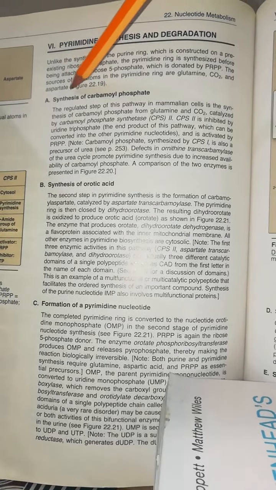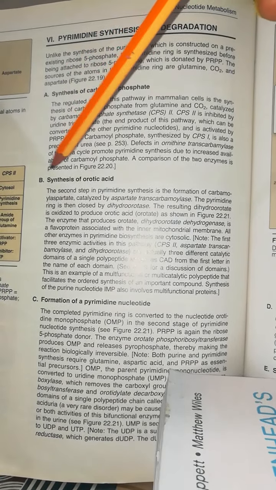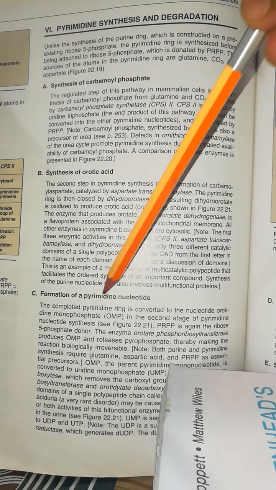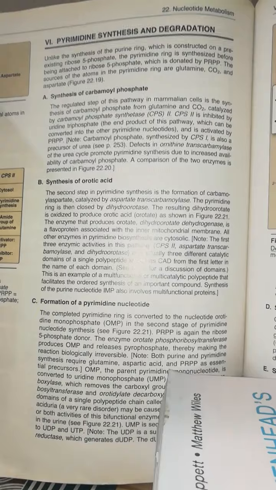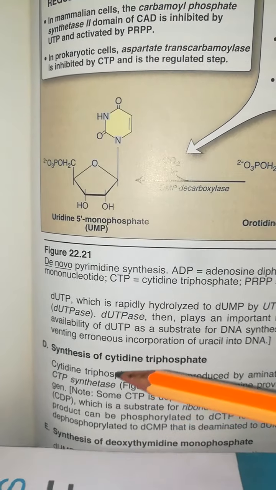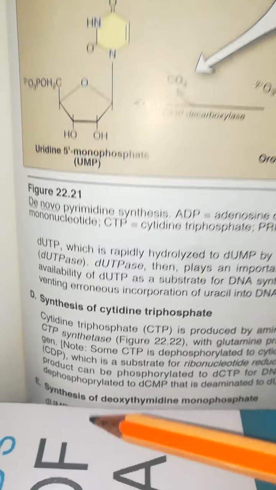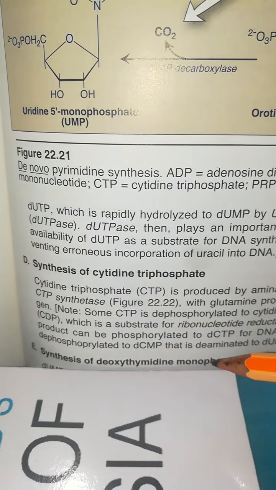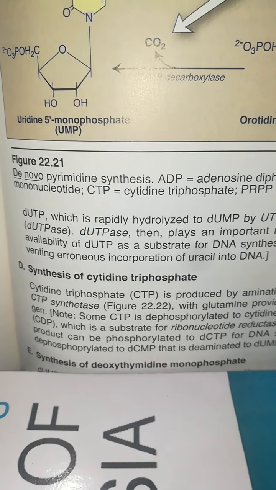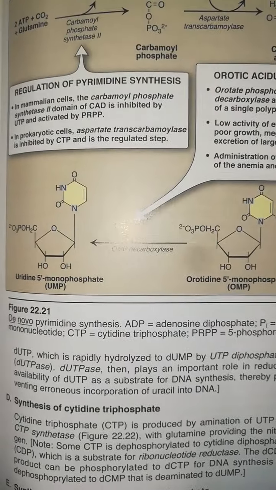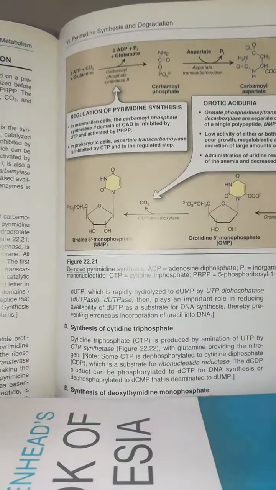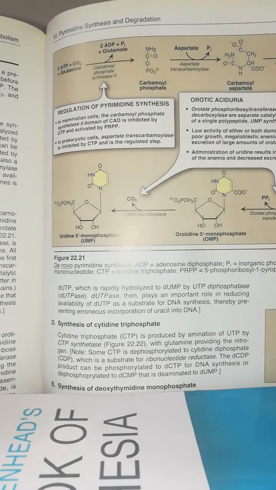First step is synthesis of carbamyl phosphate. Then the second stage is synthesis of orotic acid. Then formation of pyrimidine nucleotide. Then another steps are synthesis of cytidine triphosphate and synthesis of deoxythymidine monophosphate. These are the steps. So for the first step, you follow this flow chart.